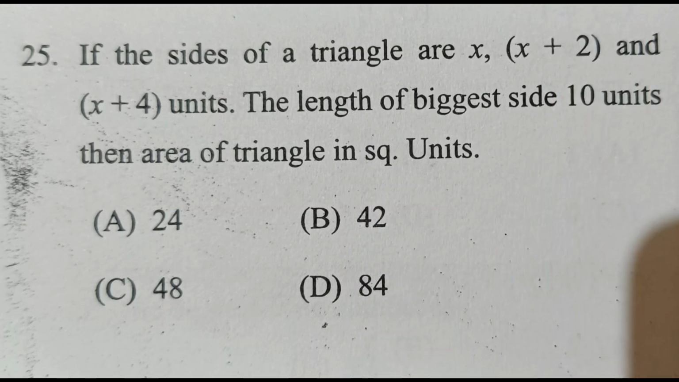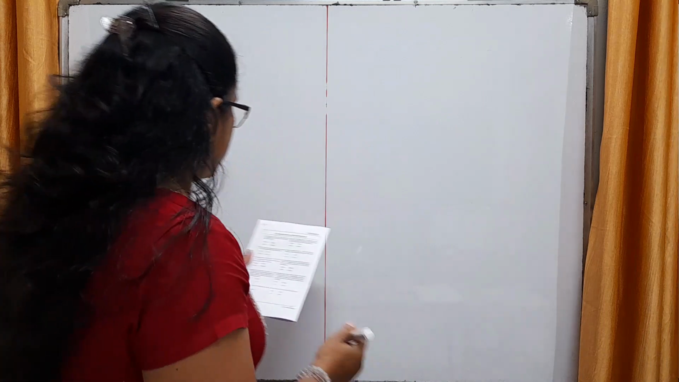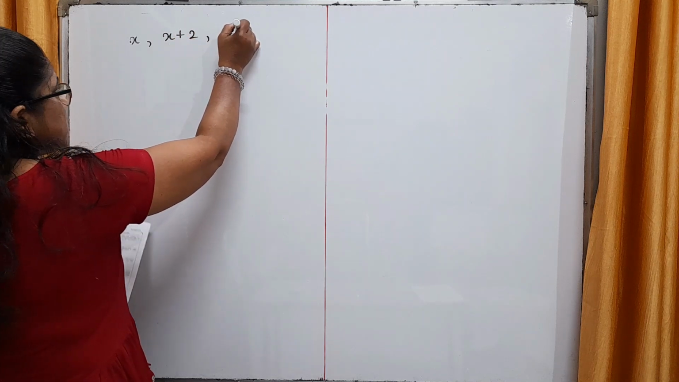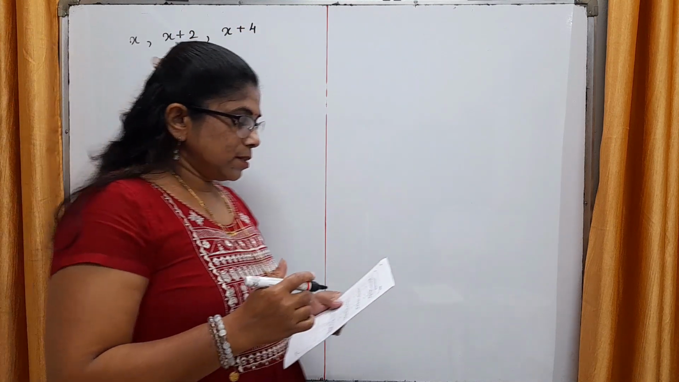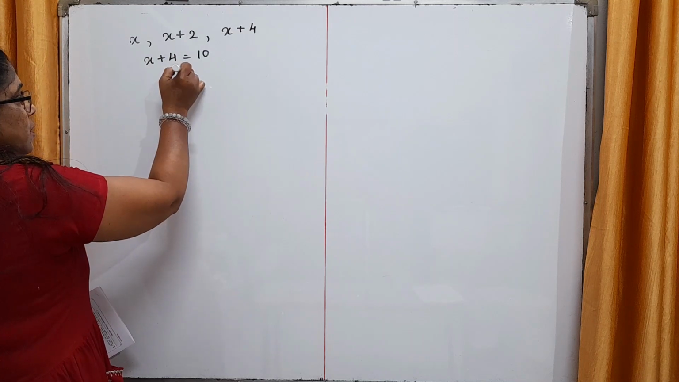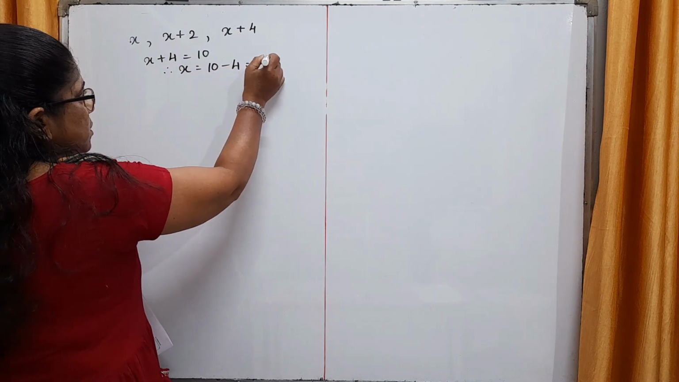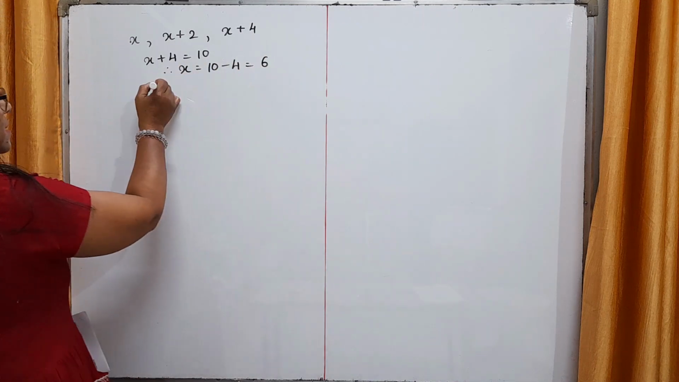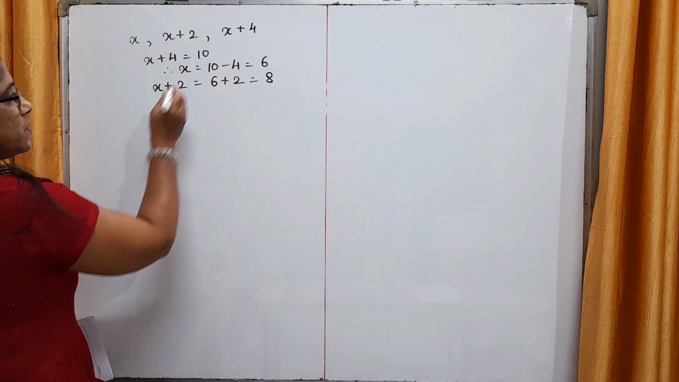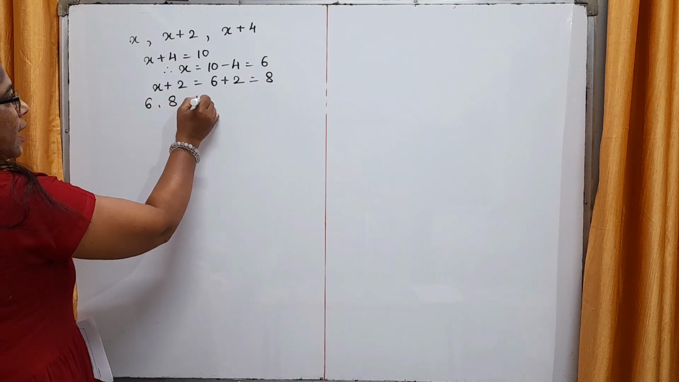Third sum. If the sides of the triangle are x plus 2 and x plus 4 units, the length of the biggest side is 10 units, then area of the triangle in square units is. Okay. Now here sides of the triangle are x plus 2 and x plus 4. And they say here the biggest side is 10 units. Means here x plus 4 is 10. Therefore x is 10 minus 4, that is 6. Okay, if x is 6, x plus 2 is 6 plus 2, that is 8. Means our sides of the triangle are 6, 8 and 10.